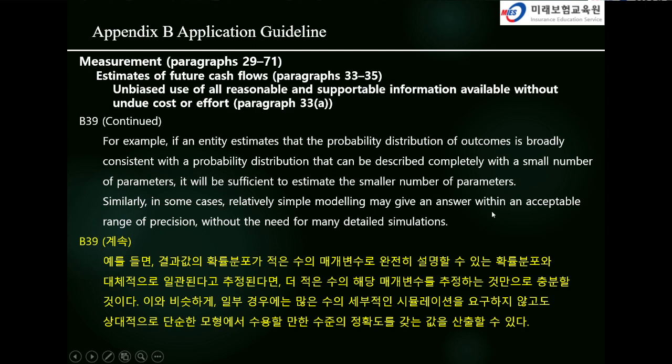So we all probably have very basic knowledge about statistics. When I say the future cash inflows or outflows follow a normal distribution, you don't need to generate 10,000 or 50,000 different outcomes, so-called scenarios. Instead, I would say this follows the normal distribution with what? Mu and sigma estimates. That's what it says. It is sufficient to estimate the small number of parameters, which is mu and sigma in case of normal. Okay?